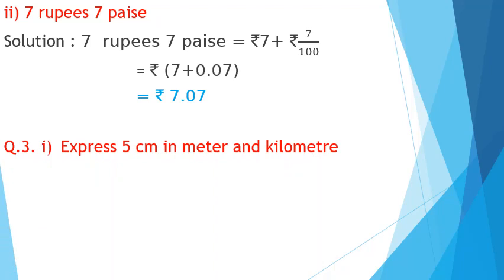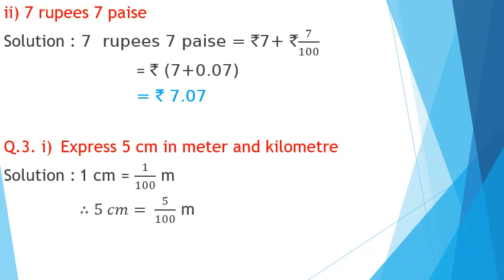Next, question number 3. First one, express 5 centimeter in meter and kilometer. So you have to remember the conversion of centimeter into meter. 1 centimeter equal to 1 upon 100 meter. Therefore, 5 centimeter equal to 5 upon 100 meter, that gives 0.05 meter. First part is over.